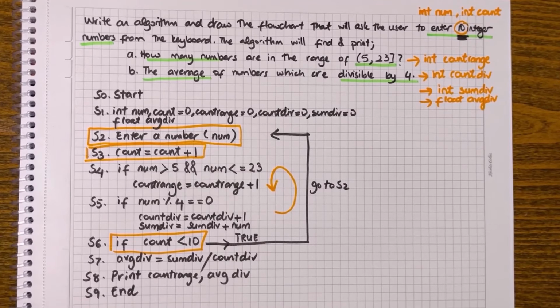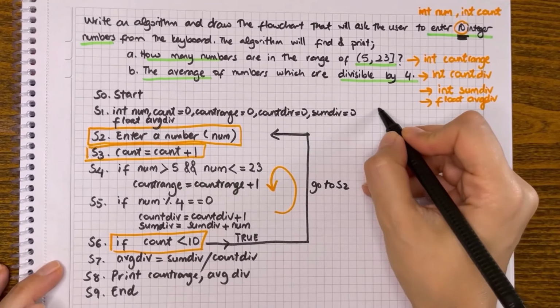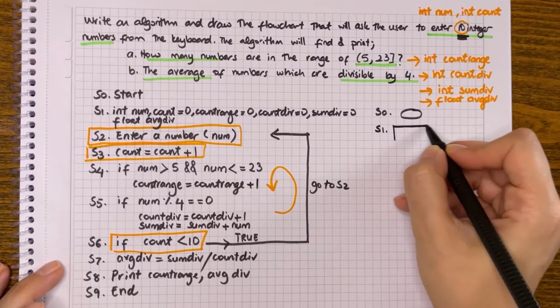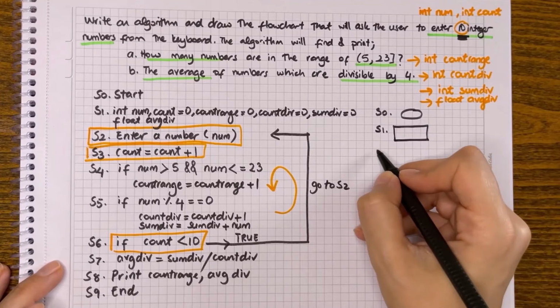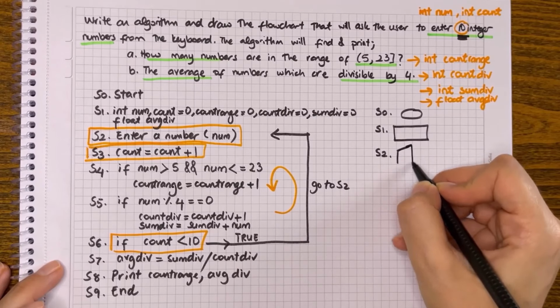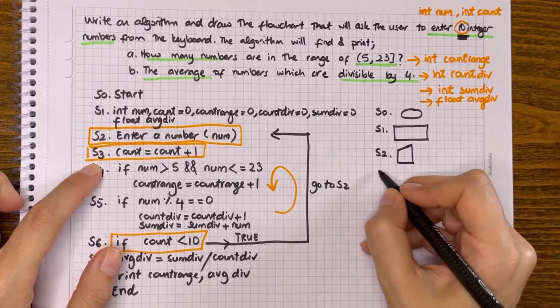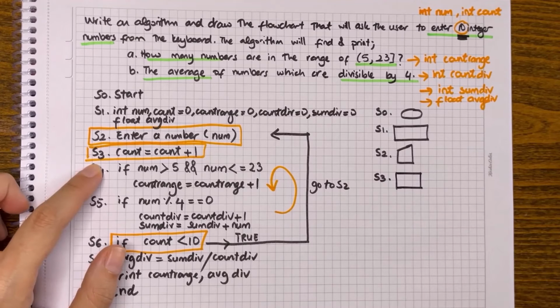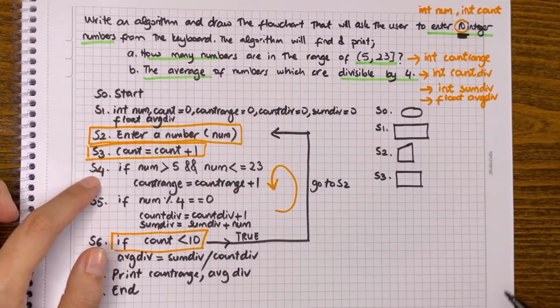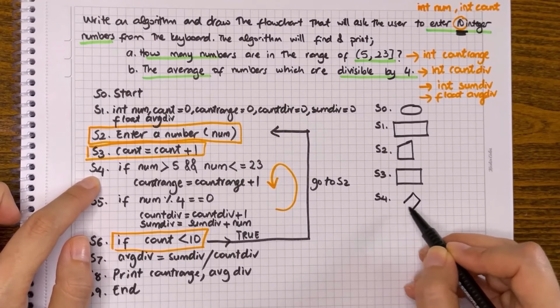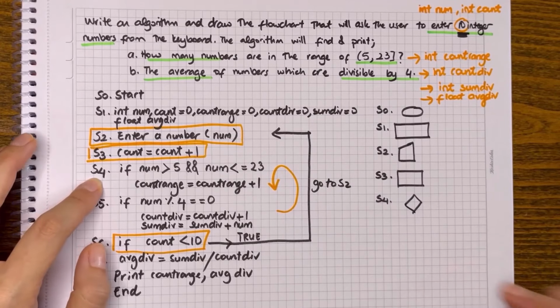So what about the flowchart of this one? Let's start from here. Step number 0, we start. Step number 1, variable declaration, we have the rectangle. Step number 2, number entry, so simply a trapezoid. Step number 3, increasing the general counter by 1, again a rectangle. In step number 4, we have an if statement, so a diamond shape is required here.